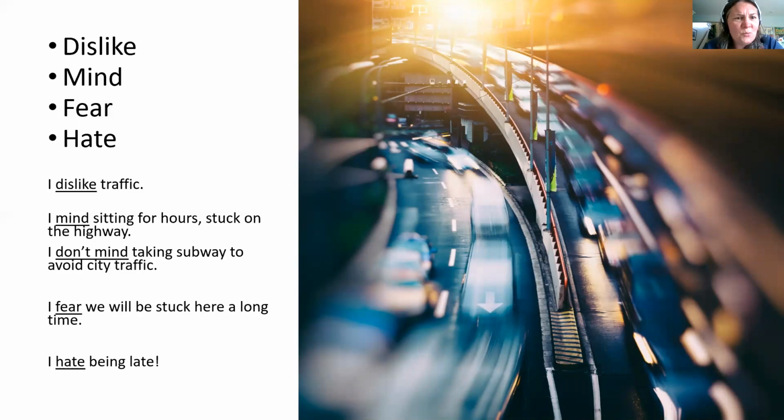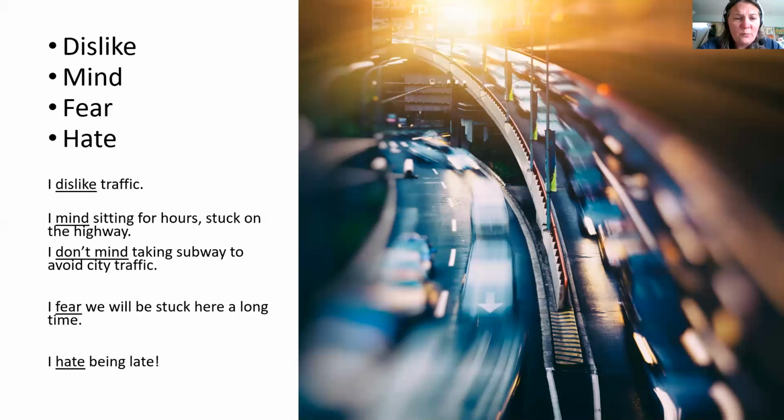What we do use more, though, is I don't mind. For some reason, we use the negative far more than the positive. So I included the negative here so you could see it. I don't mind taking the subway to avoid city traffic. Oh, did you see my typo? I need the in there. I don't mind taking the subway to avoid city traffic. Okay, good. Make sure you get that. I don't mind taking the subway. So here you're saying, that doesn't bother me. And we use that construction a whole lot more, okay?